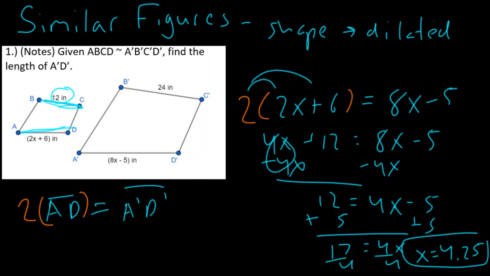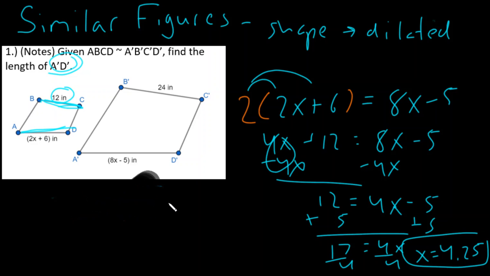Okay, so we know what x is, but did that answer the question? Well, of course not. This is pre-AP geometry. We want to know what is the length of A prime D prime. Let's erase this and rewrite. A prime D prime is this line right here. Let's write in a different color. It is 8 times parentheses x minus 5.